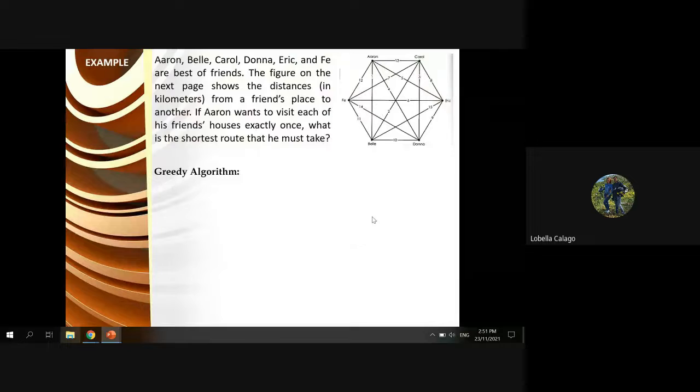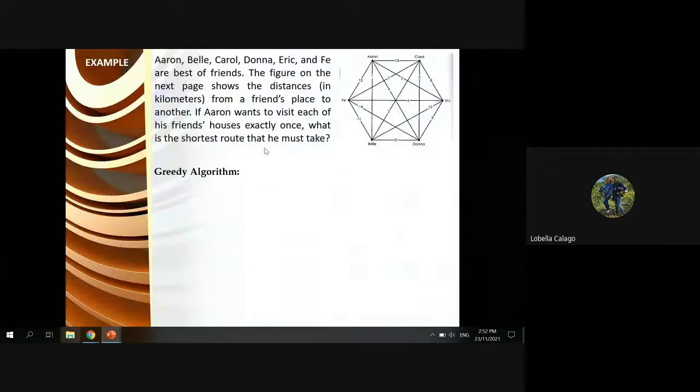Okay. So, meron tayong example dito. Aaron, Belle, Carol, Donna, Eric, and Faye are best of friends. The figure on the next page shows the distances in kilometers from a friend's place to another. If Aaron wants to visit each of his friends' houses exactly once, what is the shortest route that he must take? So, greedy ang gagamitin natin. So, we can start kay Aaron, kasi sinabi naman, if Aaron wants to visit. Ngayon, galing kay Aaron, ano yung mga edges? We have 12, 1, 4, 5, and 13.